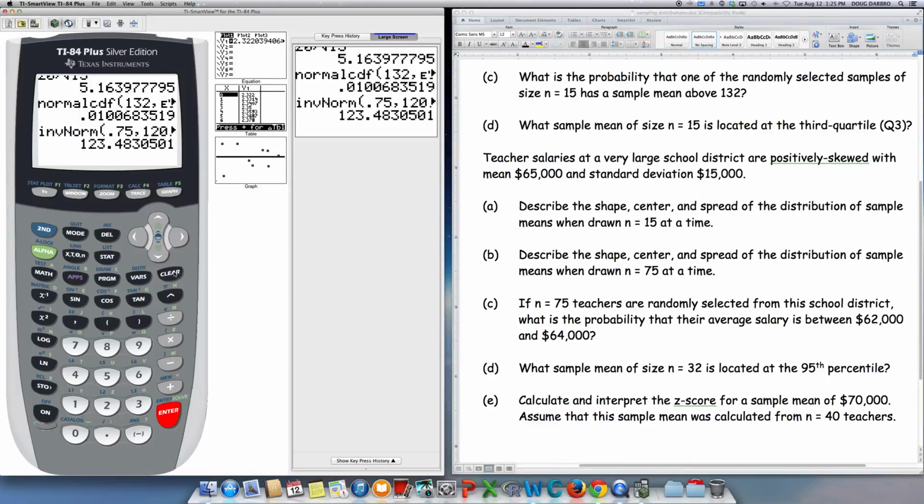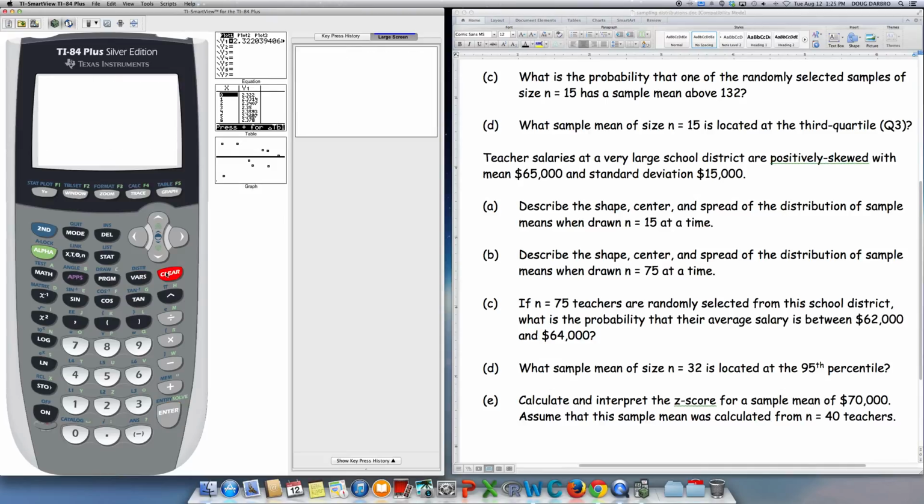We start with a positively skewed distribution. The central limit theorem doesn't actually kick in and tell us we have a normal distribution until we get sample size above 30. Actually, it works much, much better once we get up to 50 and even at 100. But 30 isn't bad. So part A, I have no idea. Can't do that problem because the central limit theorem doesn't work for a sample size of 15 when we have a positively skewed distribution.